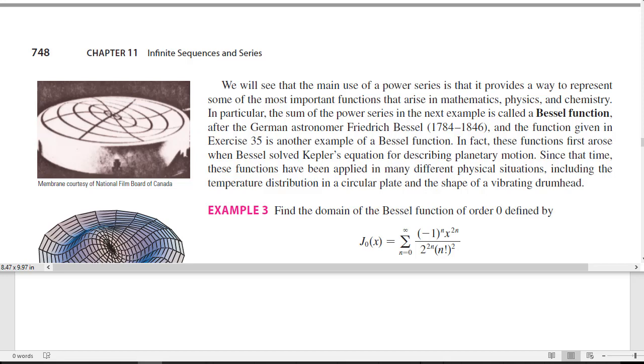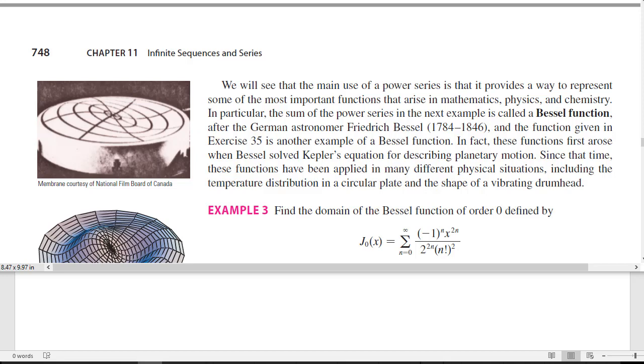But before you get to that conversation that sine of x has a power series, Stewart hasn't had that conversation yet. So he presents to you a different application, which involves what we call a Bessel function. Now, I'll just read this paragraph here for you. It says, we'll see that the main use of a power series is that it provides a way to represent some of the most important functions that arise in mathematics, physics, and chemistry.